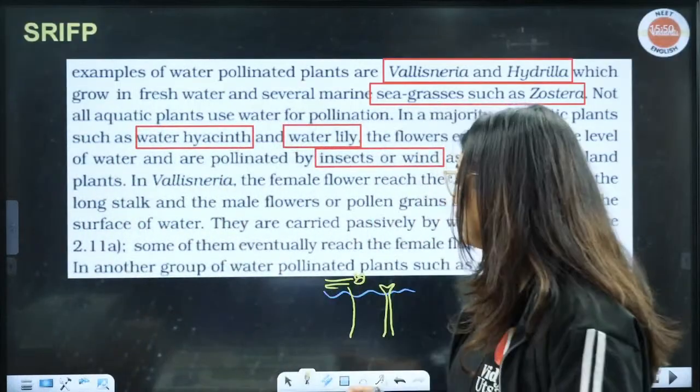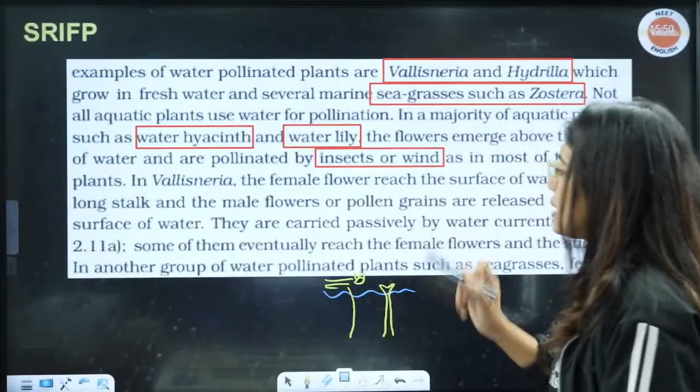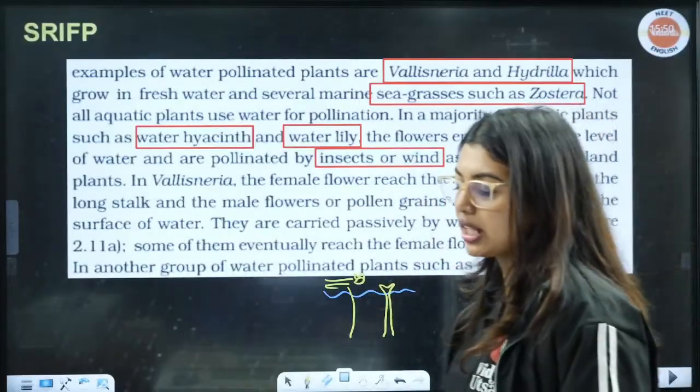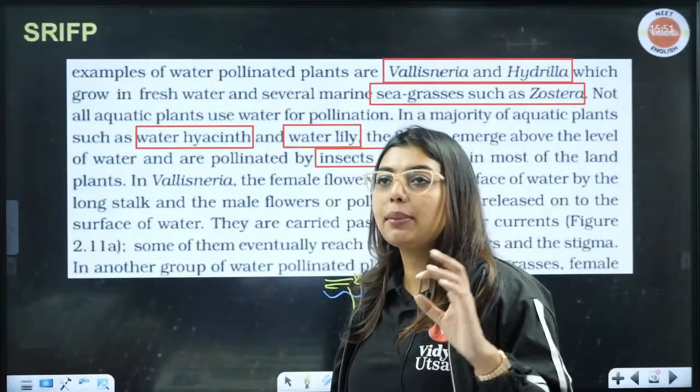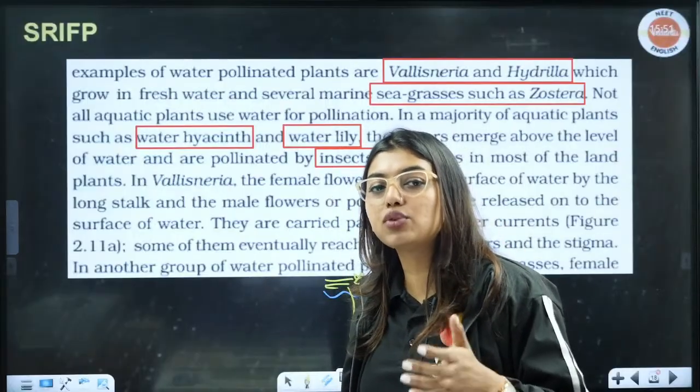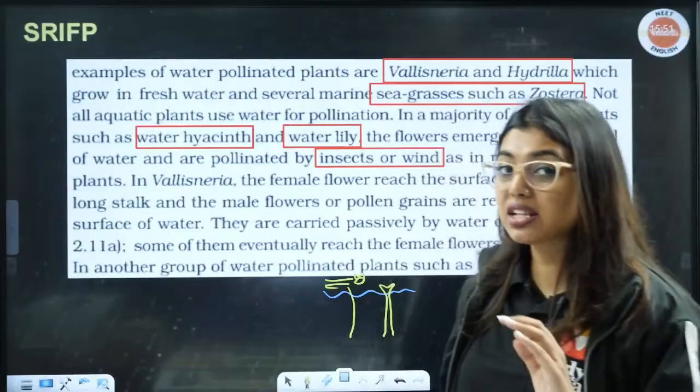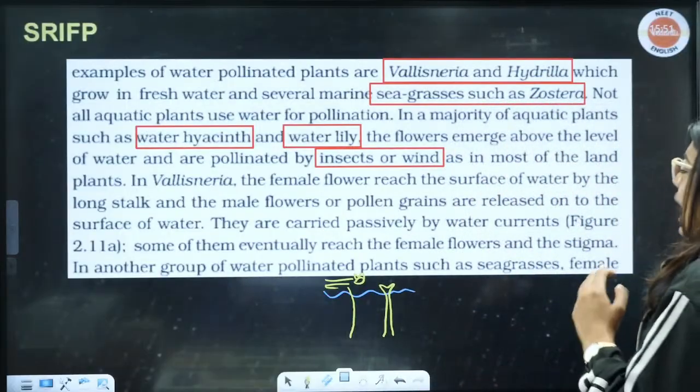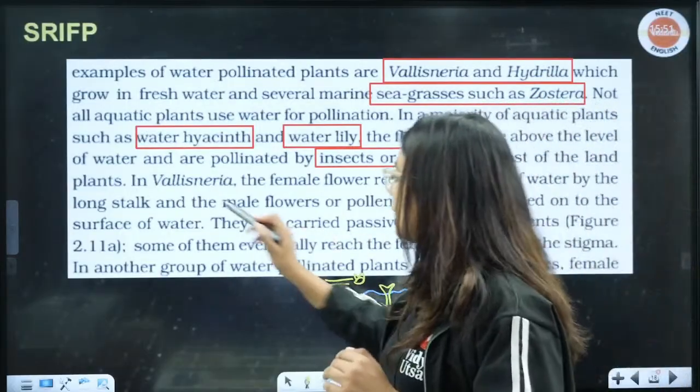So this question came, they had given water hyacinth and water lily, and asked what is the kind of pollination that they have. So many students, what happened, because of the word water, got confused and wrote water pollination, but the answer was insect and wind, as in most of the land plants.